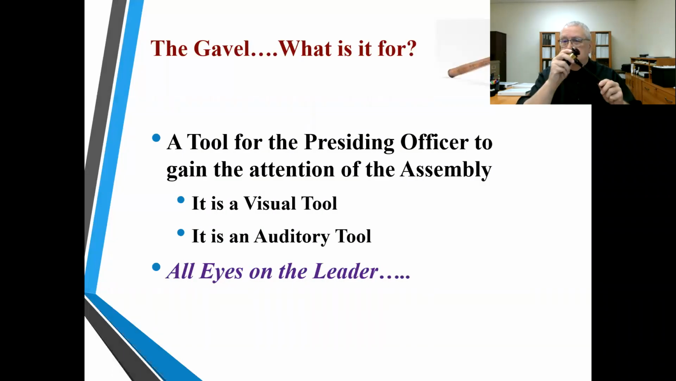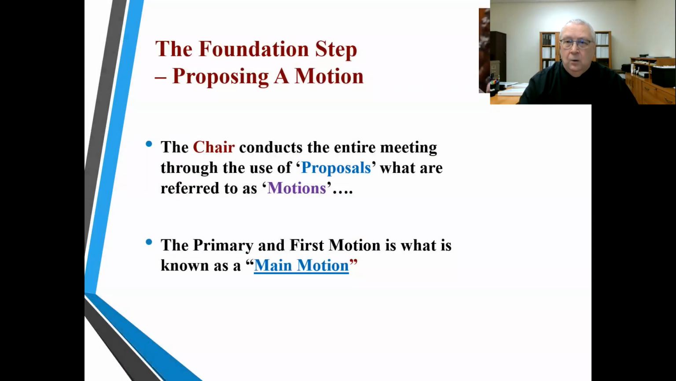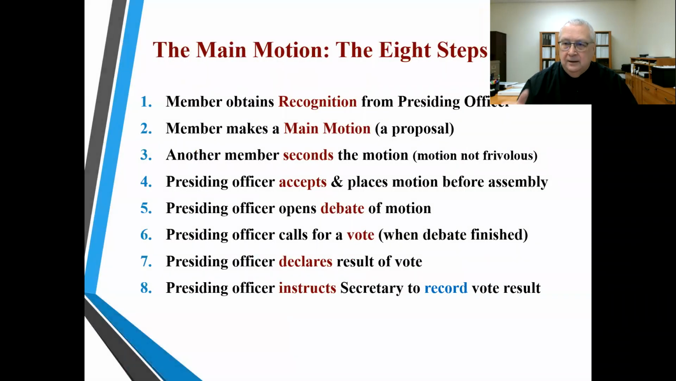So the gavel, it's a tool. It's a tool to gain attention. It's a visual tool. It's an auditory tool to bring all eyes onto the traffic cop. When we do a motion, we do it in a set process. We have what is called a main motion, and recognition is given by the chair to the person. They rise, they speak to the motion. If there aren't any standing rules or rules in the bylaws, the person is free to give a preamble to introduce their main motion.